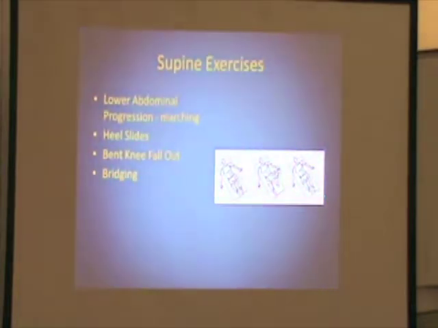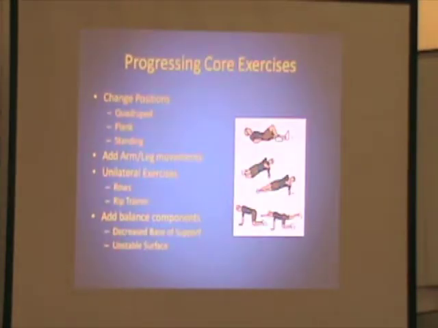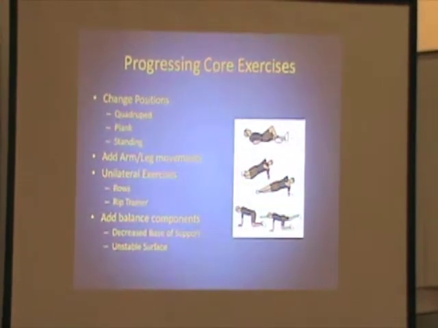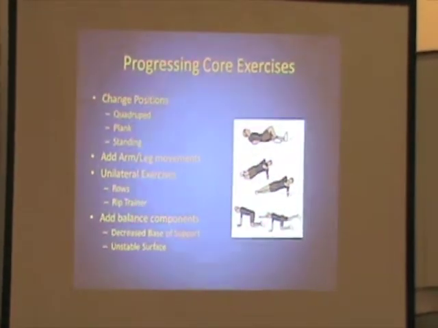So just some examples of exercises. On your back, there's a lower abdominal progression. Keep your back still, put your hands on your hips, make sure they're not moving, and just march. If your hips are staying still and your legs are moving, you're working your core. You can also do heel slides, bent knee fall-outs, and bridging is a great exercise for most people. Then once you've mastered it on your back, start doing quadrupeds, starting in planks, starting in standing, add in your arms and leg movements. Again, as long as you're keeping your torso still, you're working your core.